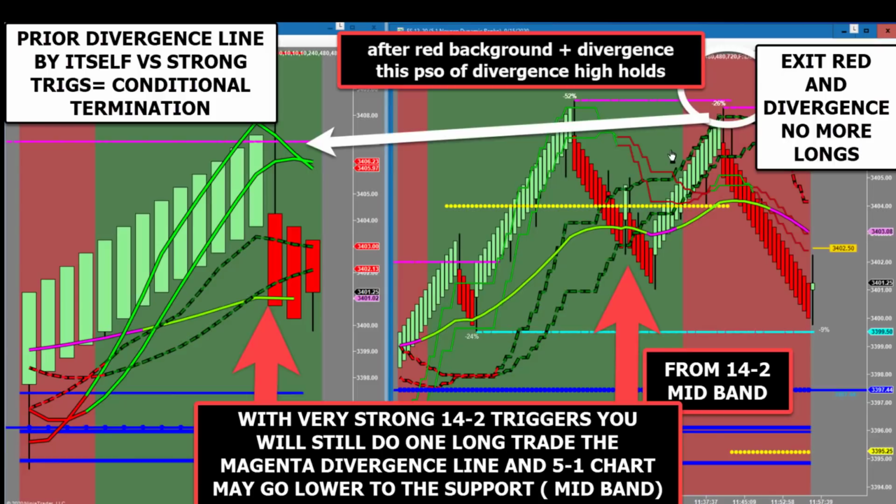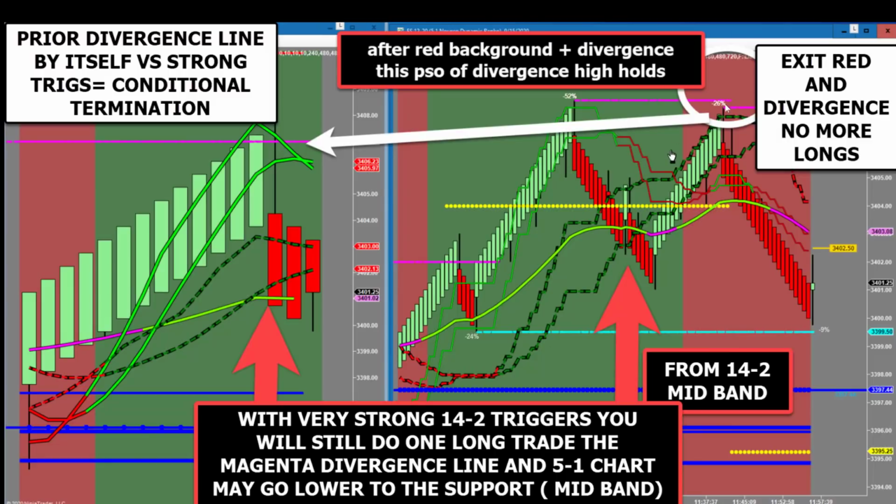Now, I call it a conditional termination, if you will, because we had a prior divergence line, but that's all it was. Just this one little line all by itself. So it's kind of naked out there, right? And the triggers were so strong that we had to do a long trade. We actually bought, I think that we did this in class, 3401.50. Because the divergence line was there and because we had divergence on our small chart, we were just expecting a deeper retracement before it went up, which we actually got. So if you got in early, you had to have a little bit of a bigger stop.